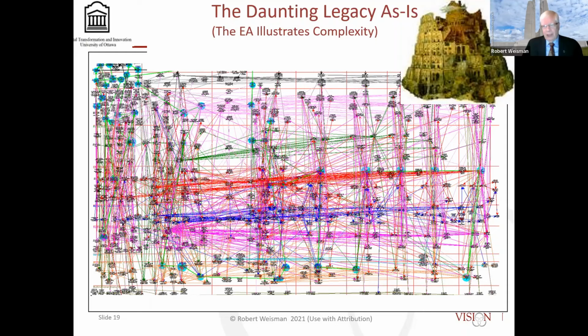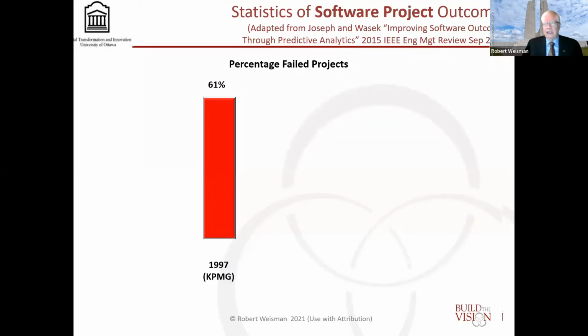Okay, so you don't have to go through the entire department. You can do a segment of it and say, you know, we've got to change the way we share information. And this has to be done at the enterprise level. And how can you do it if your software projects are failing? When you take a look at KPMG and predictive analytics, KPMG said in 1997, 61% of projects failed.